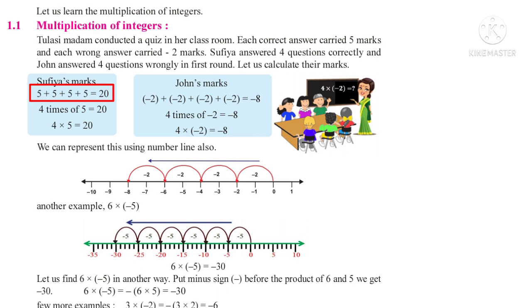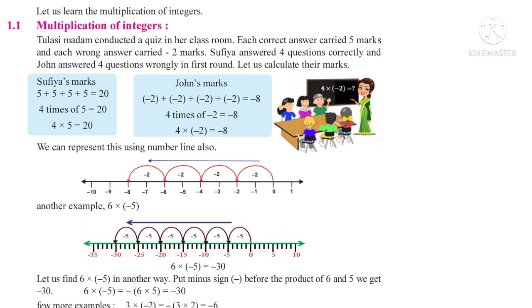Here observe that 5 is there 4 times. So 4 times 5 is 20. Here, times indicates multiplication. So 4 into 5 is 20. Now let us calculate John's marks. John answered 4 questions wrongly. So John's marks are -2 plus -2 plus -2 plus -2. By adding, we get -8. Here, observe that -2 is there 4 times, so 4 times -2. Times indicates multiplication, so 4 into -2 is equal to -8.